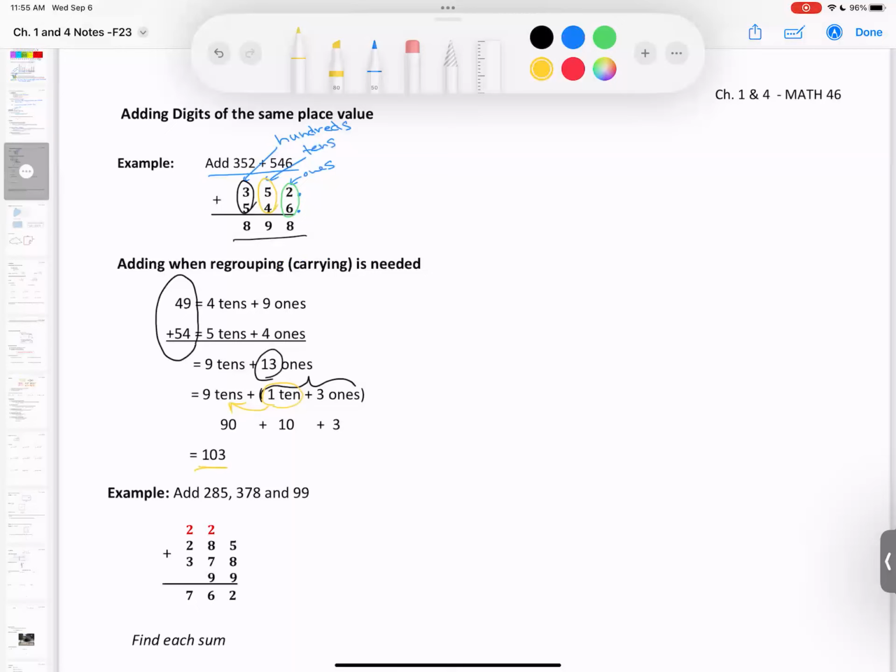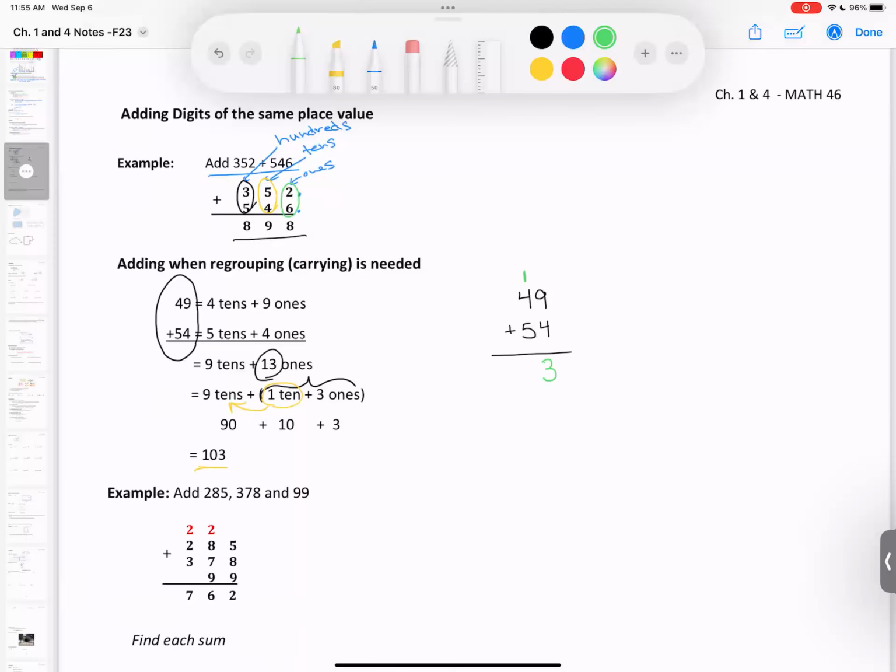Okay, let's do that the way you probably were taught in school. This way was a neat way to think about the concepts. The way I learned in school was I would go along the ones column. So 9 plus 4, that's going to give us 13. So I'm going to write down the ones position, the 3, and then I'm going to carry the 1. I'm going to add the 1 up here.